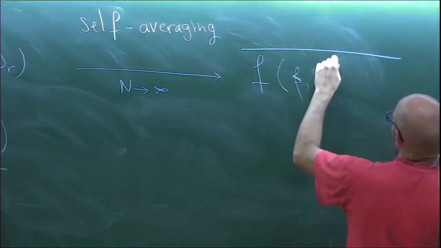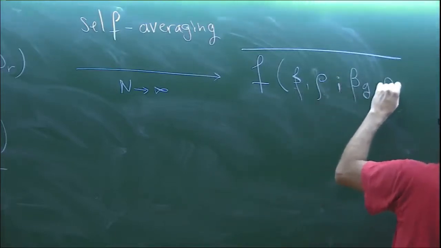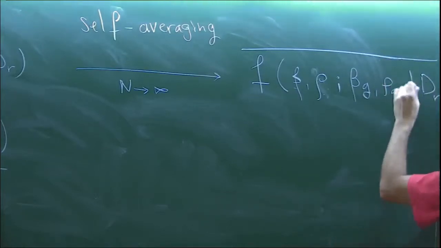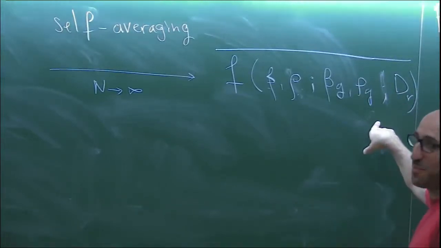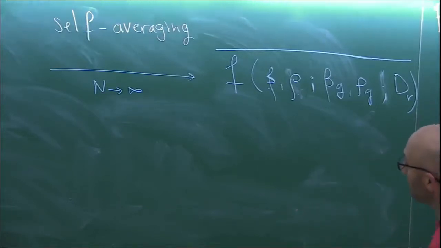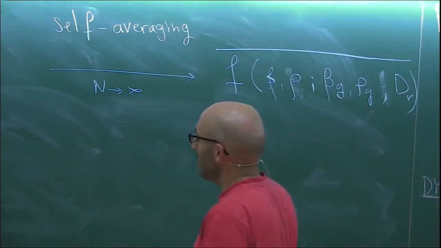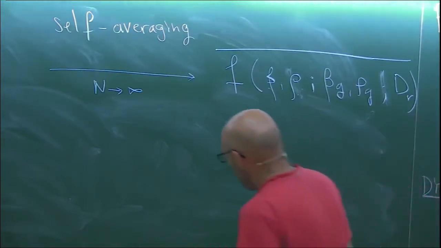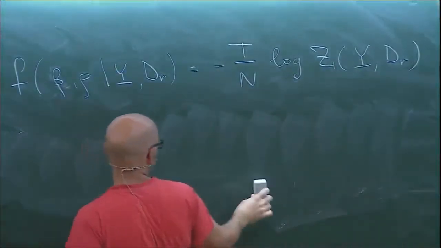So the average over Y is going to depend on beta and rho. It's going to depend on beta_g and rho_g, because Y is extracted from the equilibrium at this state point. And it's going to depend on D_r. Now, this quantity is translational invariant, because when I average over Y, I restore the translational invariance. If you want, I am averaging over all possible glasses. One particular glass is not translational invariant, but the ensemble of all possible glasses is translational invariant. So this quantity can be computed. That's what I want to do.